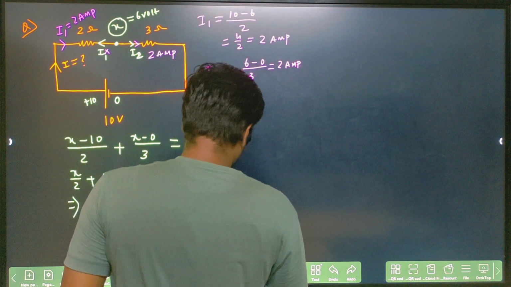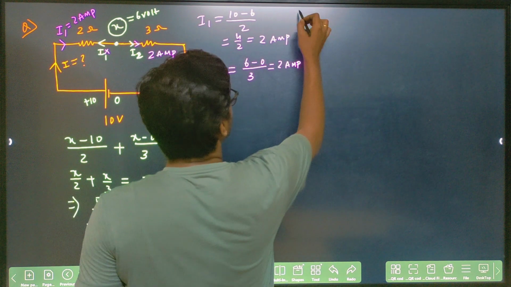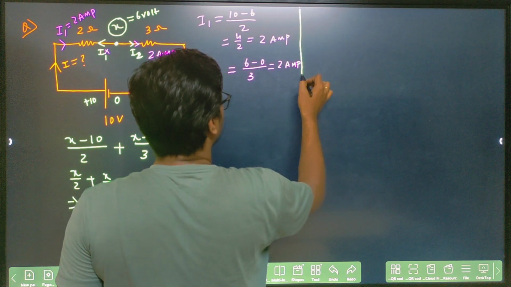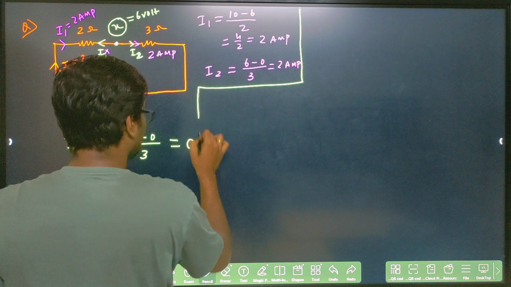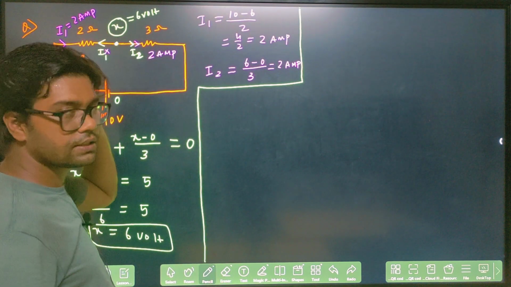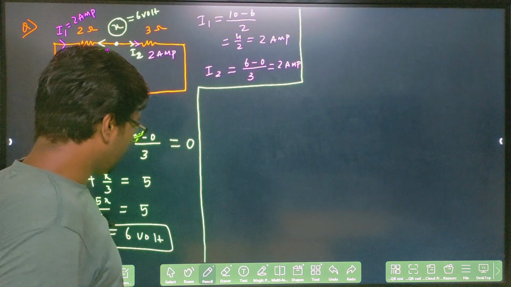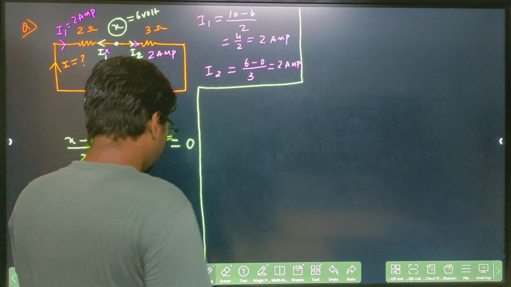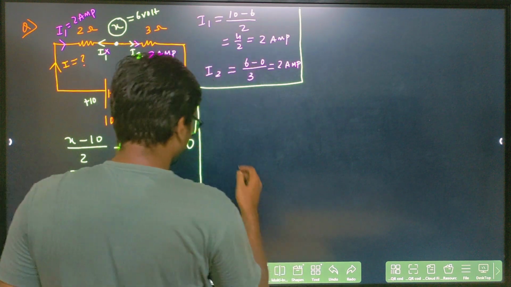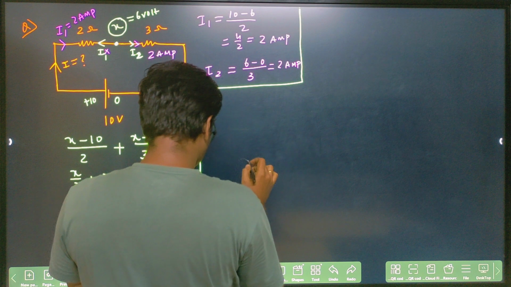Next, let's do another question. I know you will tell that this question is very easy, and we don't have to do it in this way. Yes, of course, you don't have to do it in this way. You just do the series connection and you will get the answer easily. I just want to tell you how to apply the KCL. Let's do another example.